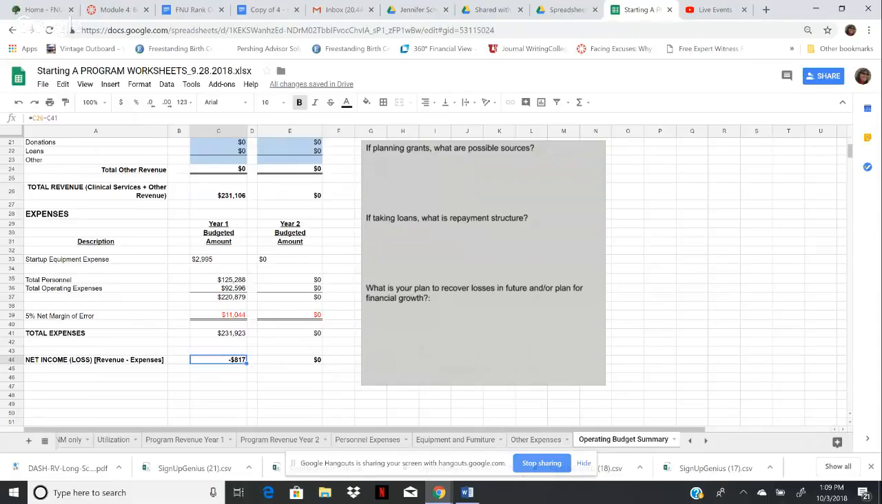Okay, so that's it. I've shown you how to fill in year 1. Year 2 is exactly the same. We do want you to explain on this last page how you might recover your losses in the future or plan for future growth. So you may have some ideas about growing the practice, about expanding the program, about seeking other grants or some such thing as that.